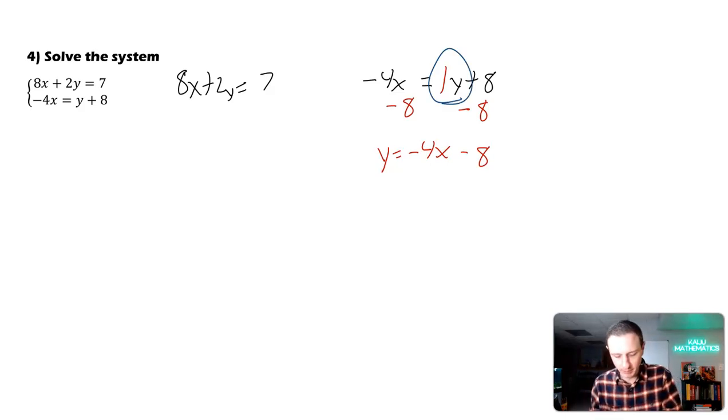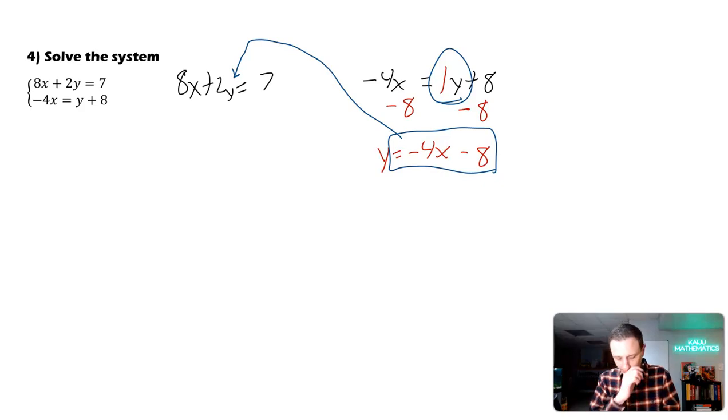So now we have a variable by itself. I have y equals negative 4x minus 8. And then from here, it's the same exact process. So I'm going to substitute out y, replace it with negative 4x minus 8. So 8x plus 2 times negative 4x minus 8 equal to 7.